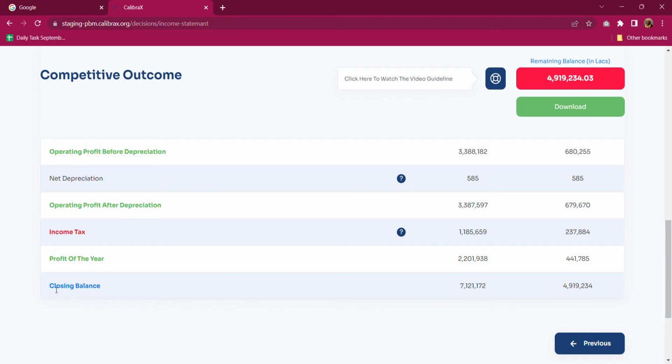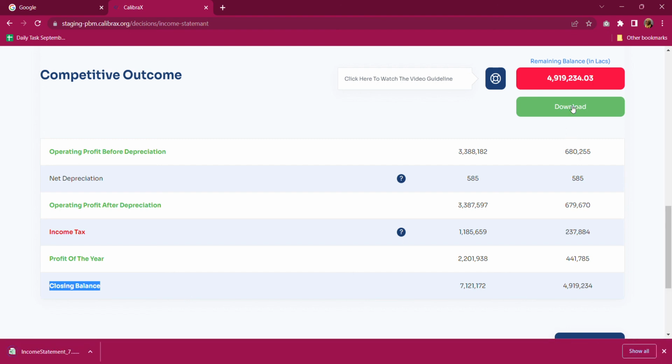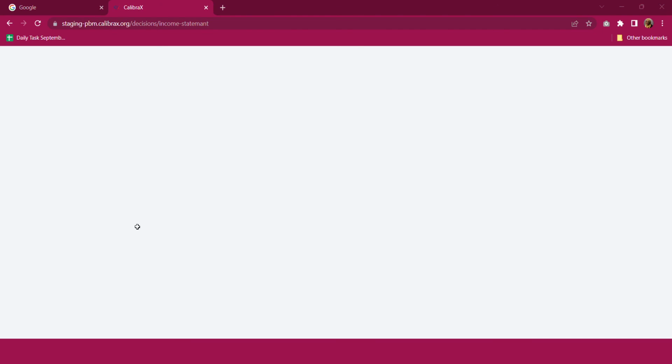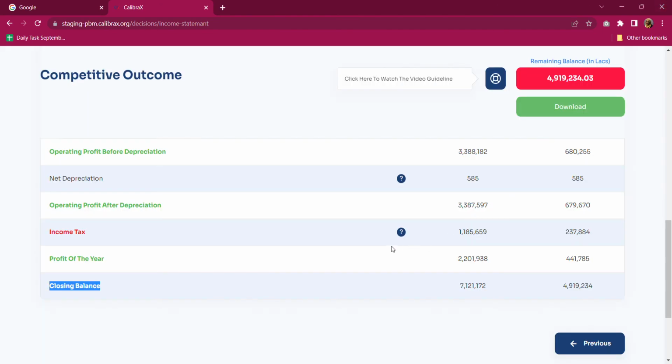Closing balance, here we can see the closing balance. Teams can also download this statement as an Excel file. Here we can see the result in the Excel file format. Teams are recommended to keep a record of this file as it might provide valuable insight into the competitive nature of the industry, which could be used to make decisions in later rounds.